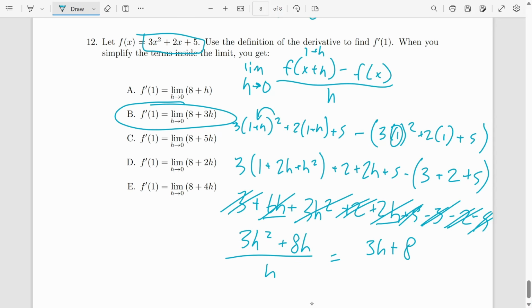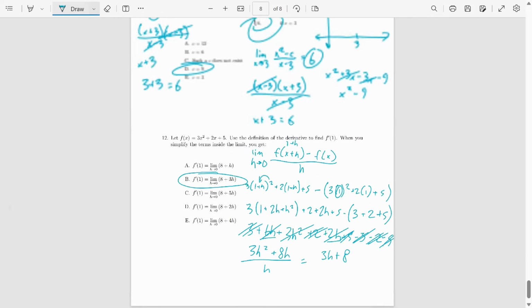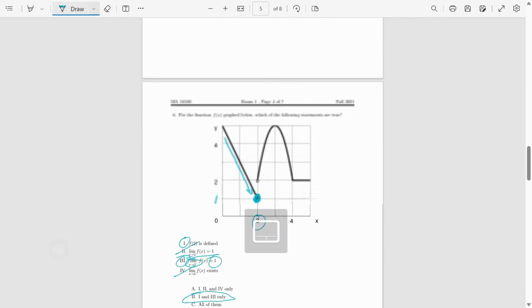Yeah, this was just a question testing if you knew what the definition of the derivative was, which is just that. And if you know it, you just plug in the f of x and the x equals 1 for all of it, and you're golden. You just simplify everything after that. And with that, that is this whole exam. What was this? Fall 21, I think.